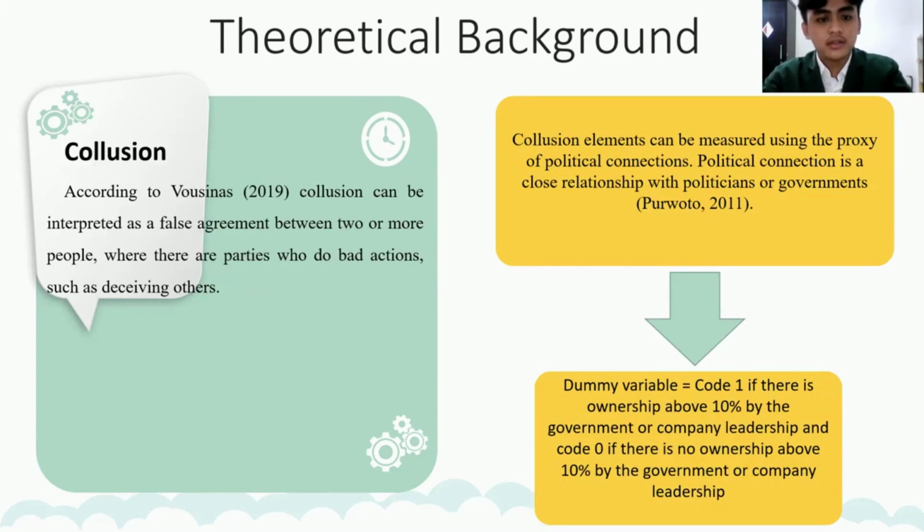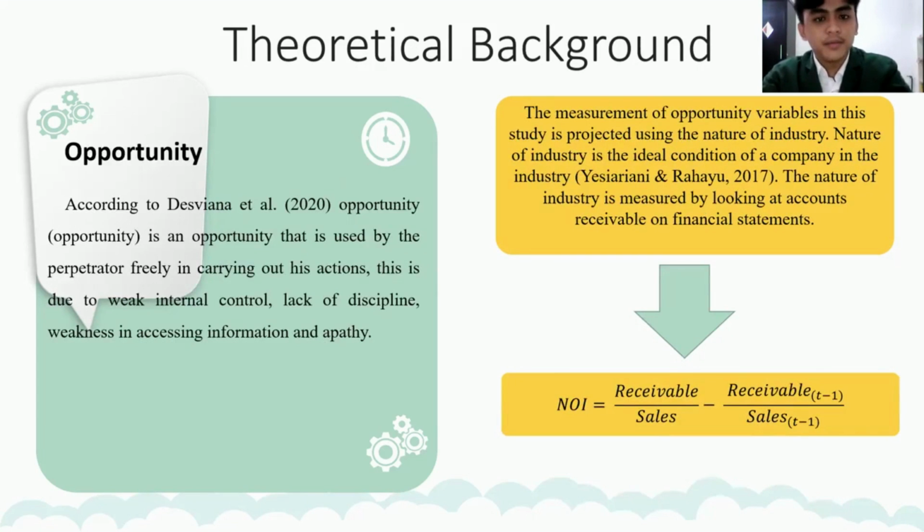3. Collusion. Collusion can be interpreted as a false agreement between two or more people, where there are parties who do bad actions such as deceiving others. The collusion element can be measured using the proxy political connection. Political connection can be measured by using a dummy variable, code 1 if there is ownership above 10% by the government or company leadership, and code 0 if there is no ownership above 10% by the government or a company.